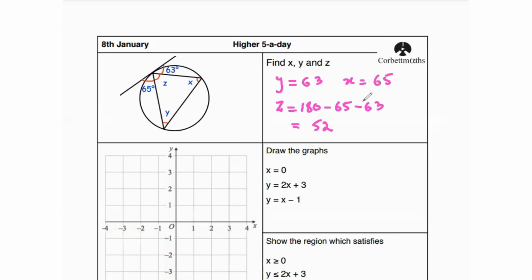of z. Whereas for the angles x and y, we're basically using the alternate segment theorem. The alternate segment theorem basically states that the angles in alternate segments are equal. So this and this, these two are alternate segments, and this and this, these two are alternate segments, which means y equals 63 and x equals 65.